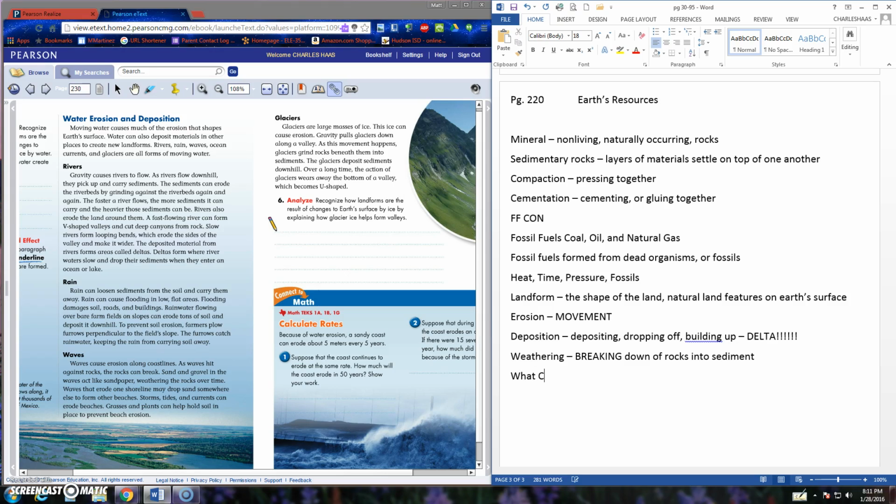So, what causes weathering, erosion, and deposition? Well, here's the answer. It's caused by WWWI, and that stands for wind, water, waves, and ice. Wind, water, waves, and ice. And then the book also said gravity. So I guess we could put that in there too. Gravity causes it also.